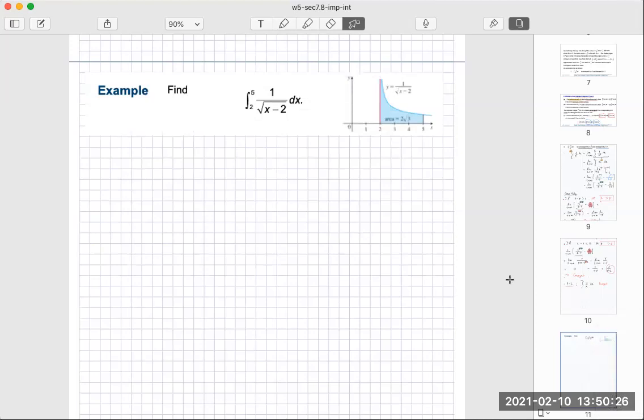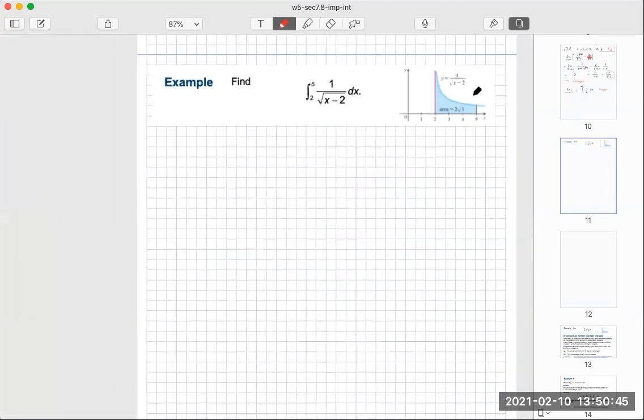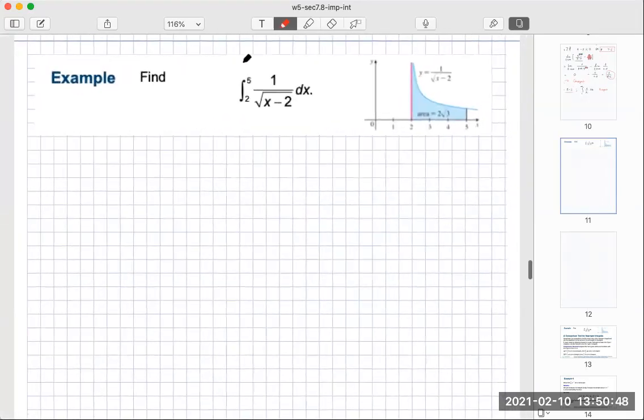We see that this is the graph of the function from x equal to 2 to x equal to 5. The graph here shows this function. Okay, we want to find this integral. So the bounds are finite, but the function is discontinuous at this point.